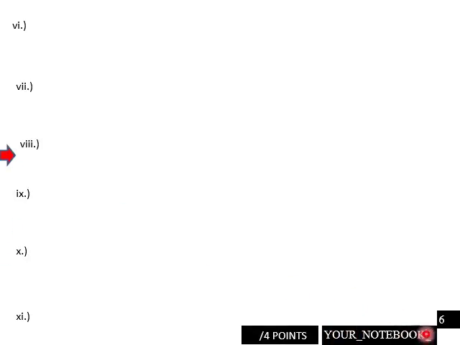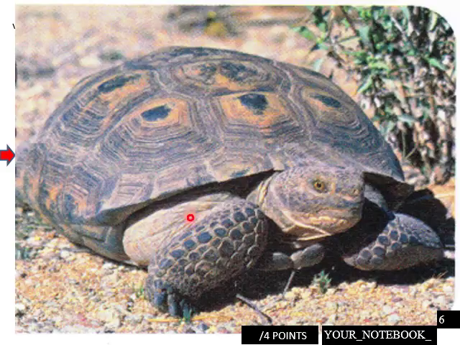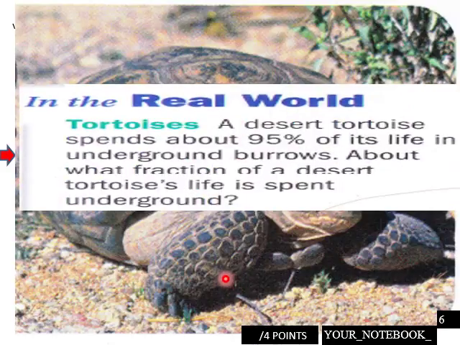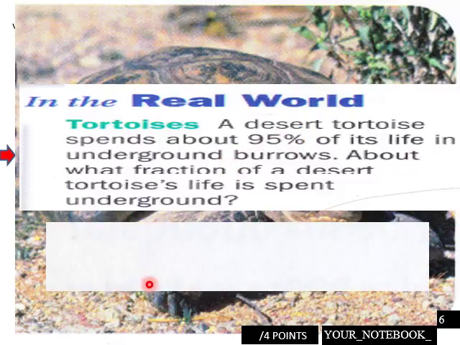Notebook, this goes in your notebook, students. Draw that turtle. No, just kidding. This goes in your notebook. In the real world, tortoises spend 95% of their life underground. About what fraction of a desert tortoise's life is spent underground? So how would you write 95% as a fraction? I'm going to let you do that here. Students, this is in your notebook. In your notebook, write 95% as a fraction.